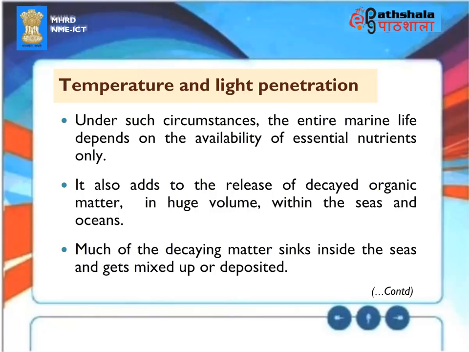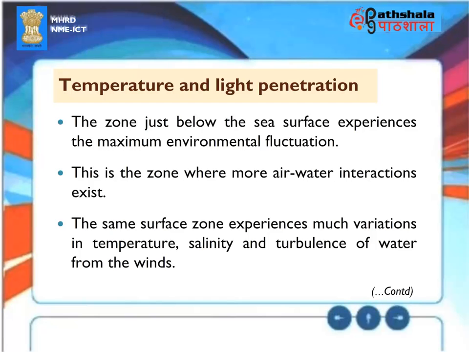Under such circumstances, the entire marine life depends on the availability of essential nutrients only. It also adds to the release of decayed organic matter in huge volume within the seas and oceans. Much of the decaying matter sinks inside the seas and gets mixed up or deposited. The zone just below the sea surface experiences the maximum environmental fluctuation. This is the zone where more air-water interactions exist. The same surface zone experiences much variations in temperature, salinity, and turbulence of water from the winds.